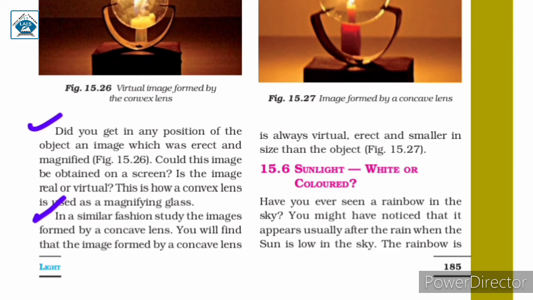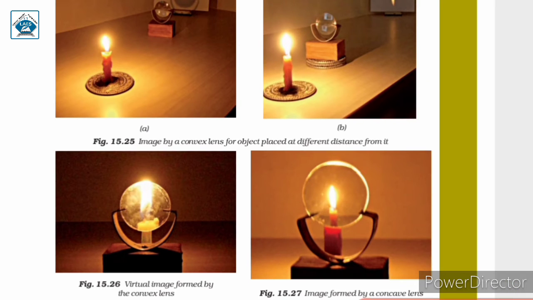You will find that the image formed by a concave lens is always virtual, erect, and smaller in size than the object. We now know that the image formed by the convex lens is real, it is inverted, and the image can be larger, it can also be smaller, or it can also be the same size as the object. Now, the virtual image formed by a convex lens is always erect and it is magnified or enlarged. That is, the size of the image is larger than that of the object. This is why the convex lens is used as a magnifying glass.